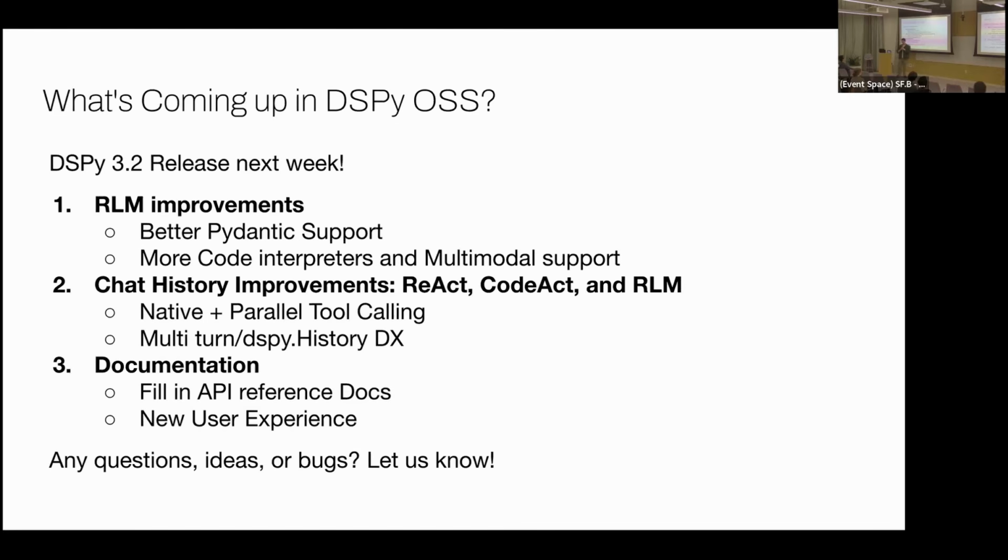And so I want to end off by telling you about DSPy open source, because there's a lot of great things coming down the pike, and I am hoping to see a lot of you in the GitHub issues and hear more about what you're using DSPy for. So next week, we'll be releasing DSPy 3.2. This is just a new minor version cut, which has a lot of fixes over time. And beyond next week, we're going to see some more RLM improvements, which means being able to handle better pydantic types, being able to handle multimodal support, more code interpreters. There's a lot of cool things that can come here.